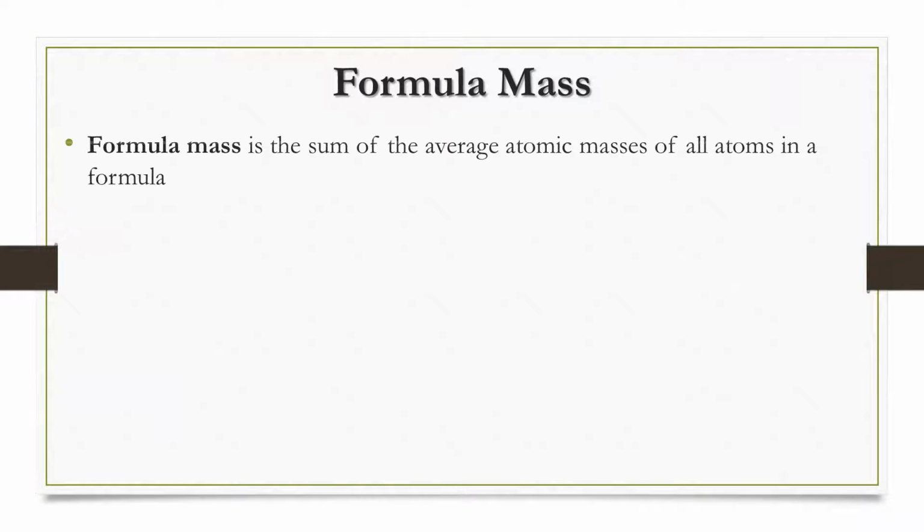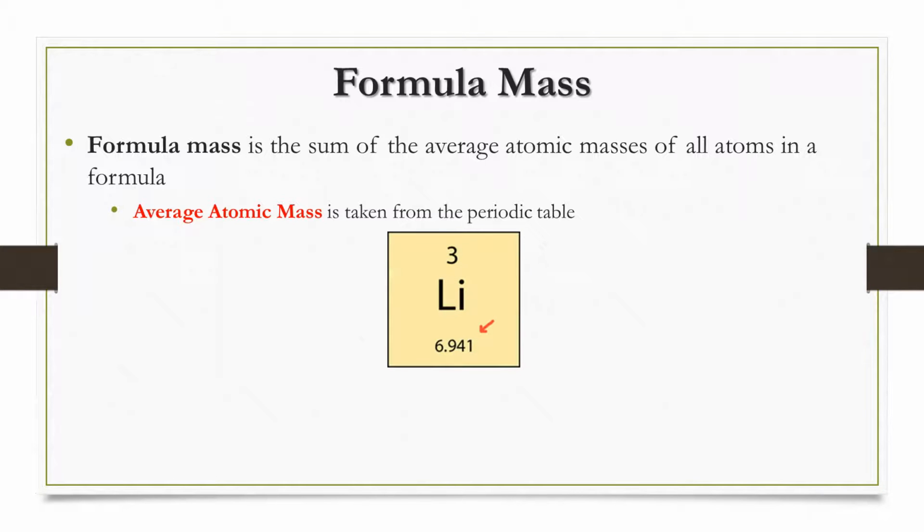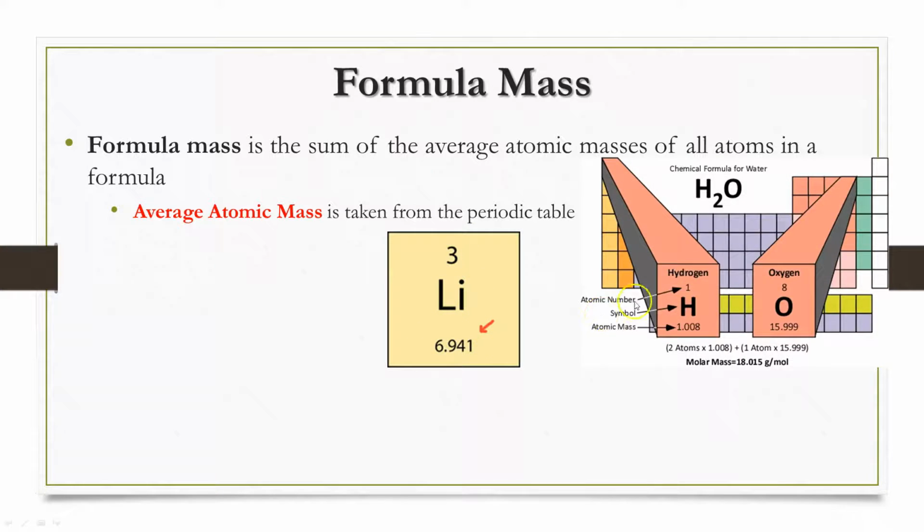First thing we need to talk about is formula mass. Formula mass is the sum of the average atomic masses of all atoms in a formula. If you recall, the average atomic mass is taken directly from the periodic table. So each entry in my periodic table has the atomic number, the atomic symbol, but we are talking about the atomic mass here. That's what's at stake here.